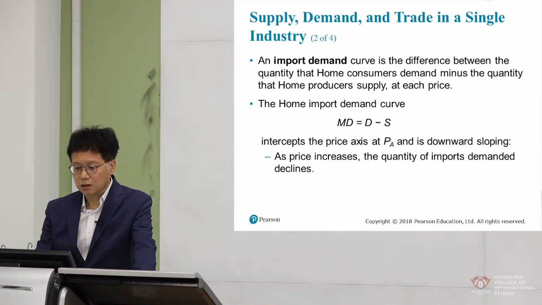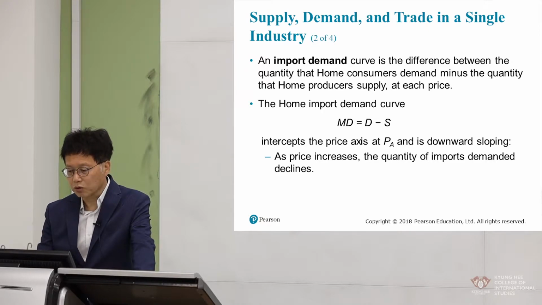Okay, I illustrated the whole framework of the imposition of a tariff. Now, using the PPT file, I'd like to explain in more detail. Slide number 6: an import demand curve is the difference between the quantity that home consumers demand minus the quantity that home producers supply at each price. So import demand by home is D minus S, as I already explained.